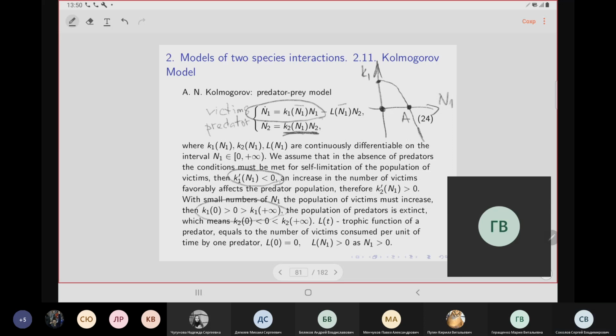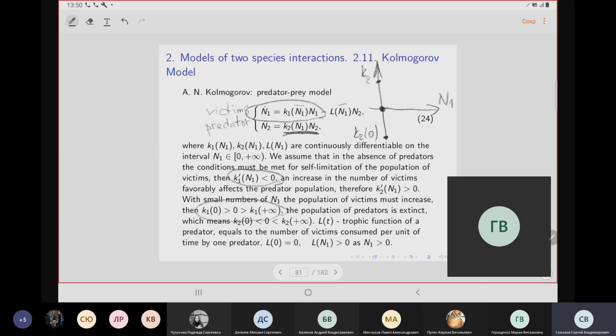What about K2? Let's try drawing the same picture for K2. When the number of victims is small, then our predators are dying. The less food there is, the quicker they die. So K2 of 0 must be negative. This is some K2 of 0.